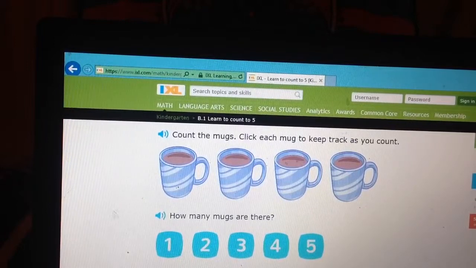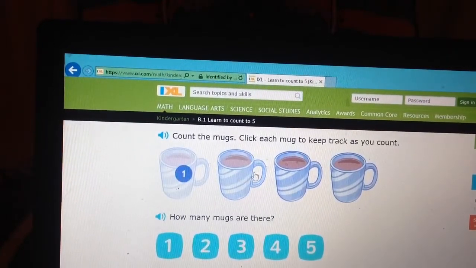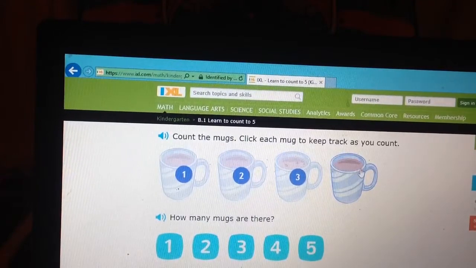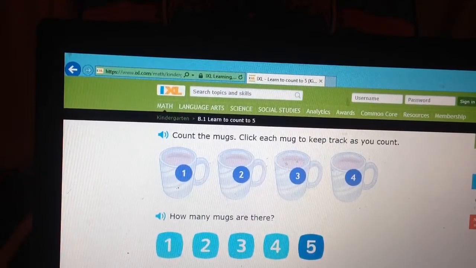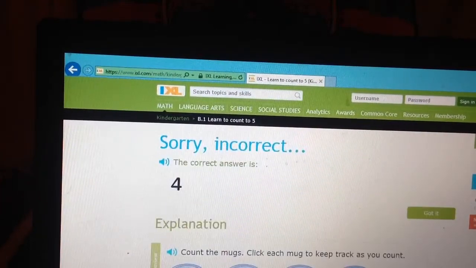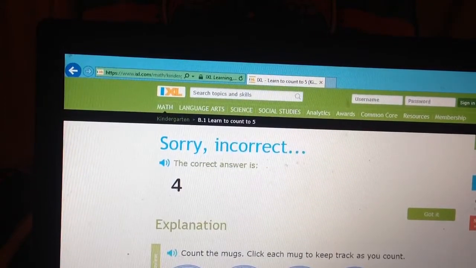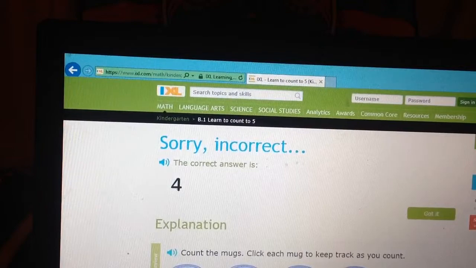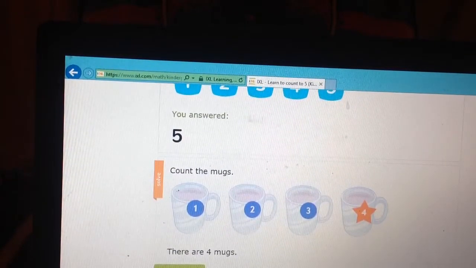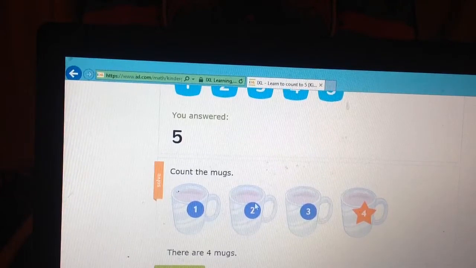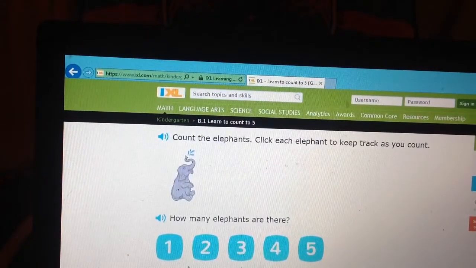So it says count the mugs, and you can go 1, 2, 3, 4. Even though they have 4 numbers, they might choose 5 instead and say submit. So when it does it wrong, it'll say count the mugs and click on each mug as you keep track. Once you go down, it'll tell you what your answer was, and then it'll go through 1, 2, 3, 4, and that's your ending number. So there are 4 mugs, and you can say, got it, and move on to the next problem.